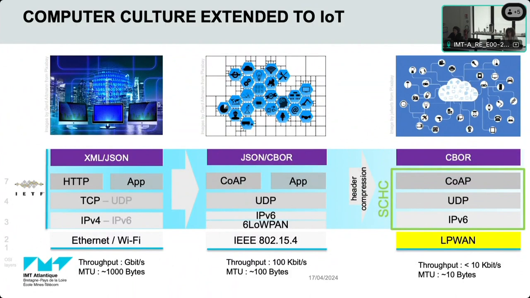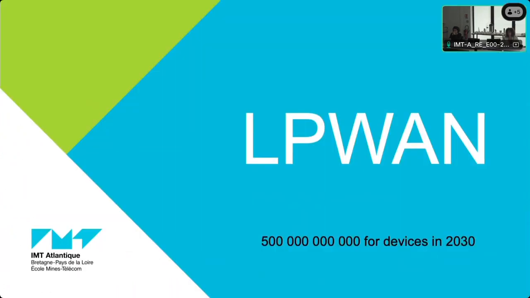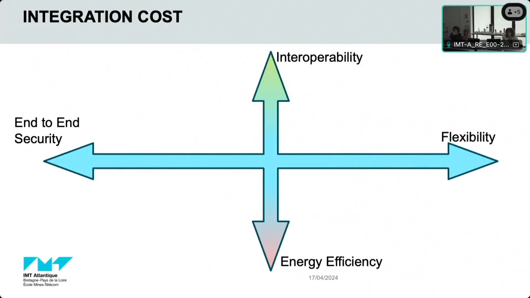Broadly speaking, SCHC generalizes what we had done in 6LoWPAN to all protocol layers, and not just IPv6. The compression of the IP protocol stack and DLMS is now used on the NEMIOS, the meter provided by Italgas. That's a great success, but obviously there is a problem, which is that it's 500 billion, we don't have them. Ultimately, it kind of proved our intuition right, that IP is essential because IP provides interoperability.